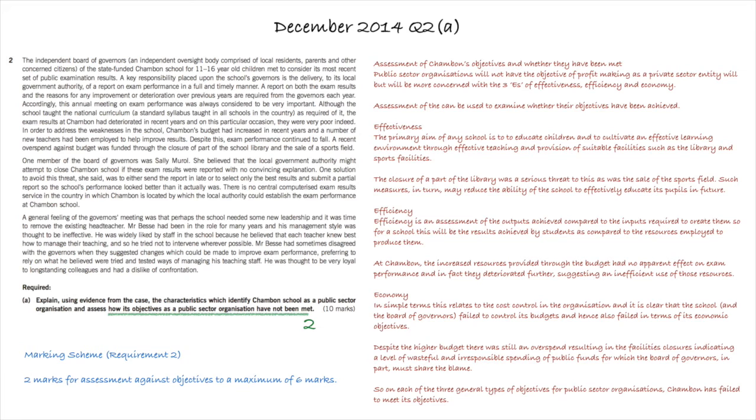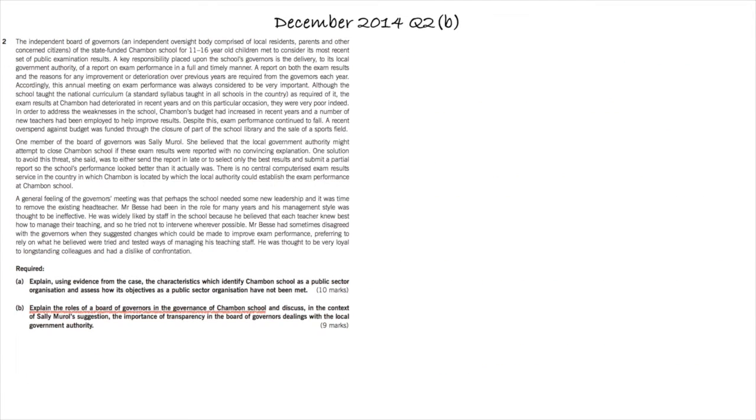Okay, let's move on to part B of this question. And we can see that it is, firstly, explain the role of the Board of Governance in Chambon School. There's an and after that, so that's going to be the first requirement. The and says then we need to discuss, in the context of the suggestion by Sally Morall, the importance of transparency in the Board of Governors' dealings.